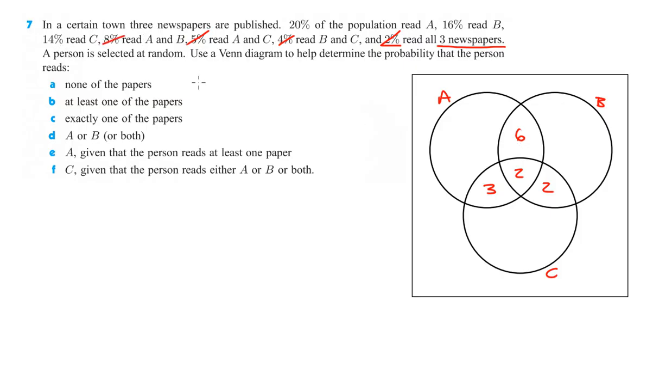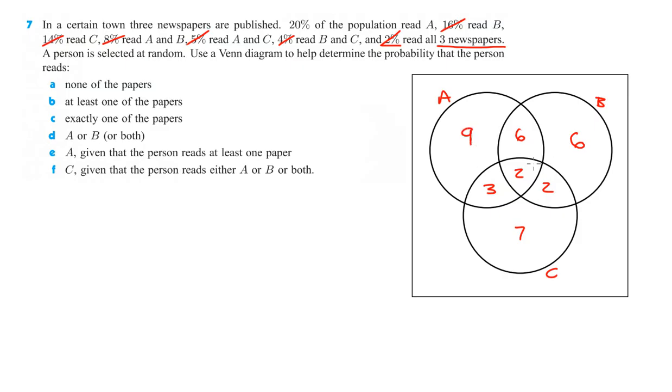Let's see. 14% total read C. So there's 2, 4, 5, 6, 7 already total. So there's another 7 to add up to 14. Let's see, 16% read B. So 6, 7, 8, 9, 10 already here. So that means 6% read just B. And then 20% read A. So 6 plus 3 plus 2 is 11. And we know there's 20 total. So 20 minus 11 leaves us with 9 in here.